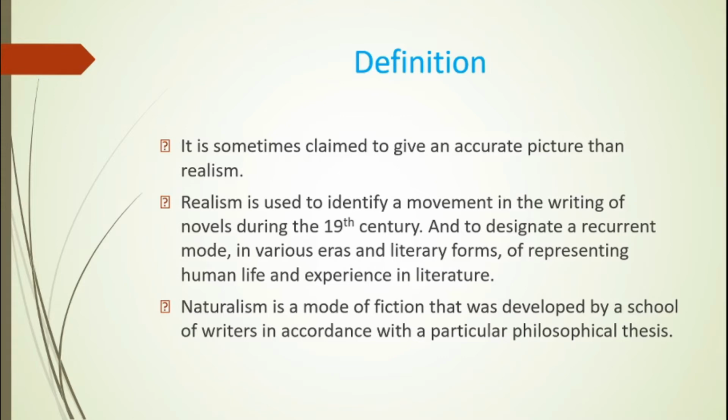During this Victorian period, that is the 19th century, novels got a golden age. It means that a lot of novelists wrote very nice, popular, beautiful novels during this age, and these novels were actually realistic novels. Therefore, realism is used to identify a movement in the writing of novels during the 19th century, and again, we use realism to designate a recurrent mode in various areas and literary forms of representing human life and experience in literature. It means that in every era the same thing is there because human life has the same experiences.